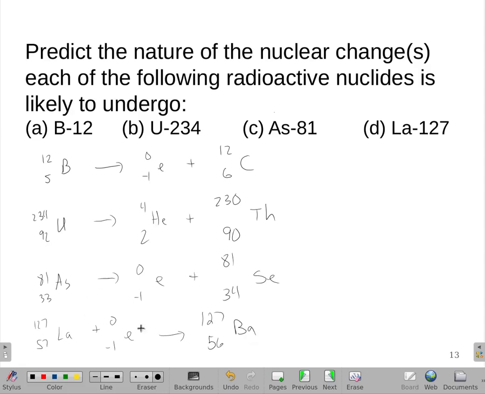Now, if I redid this bottom one, the 127 La, and had it go through positron, we're going to see it gives us the exact same product. Which is why we can't tell them apart at this point, because they'd give us the same product whether it goes through positron decay or electron capture.